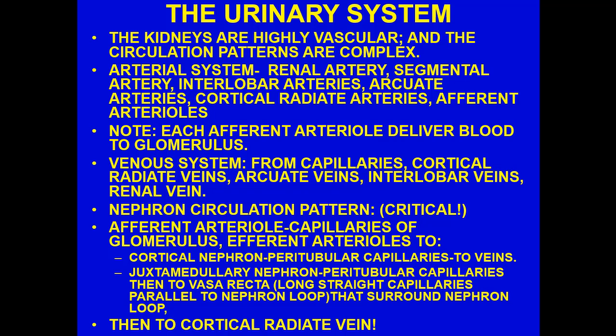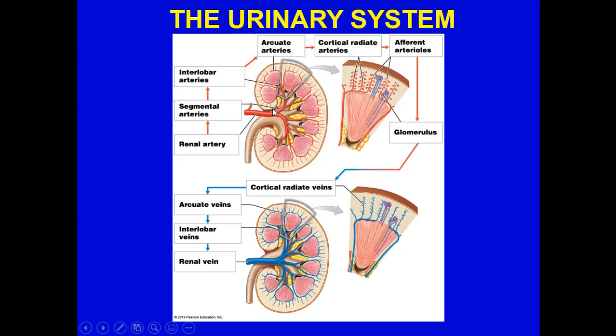They're long, straight capillaries. They're parallel to the nephron loop, and they surround the nephron loop. Then you'll get to the cortical radiate vein. As you can see here, we have renal artery, segmental, interlobular, arcuate, cortical radiate, afferent arterioles, glomerulus, then you're going to get into some other patterns here of the capillaries, then to the cortical radiate veins, arcuate veins, interlobular, renal vein.